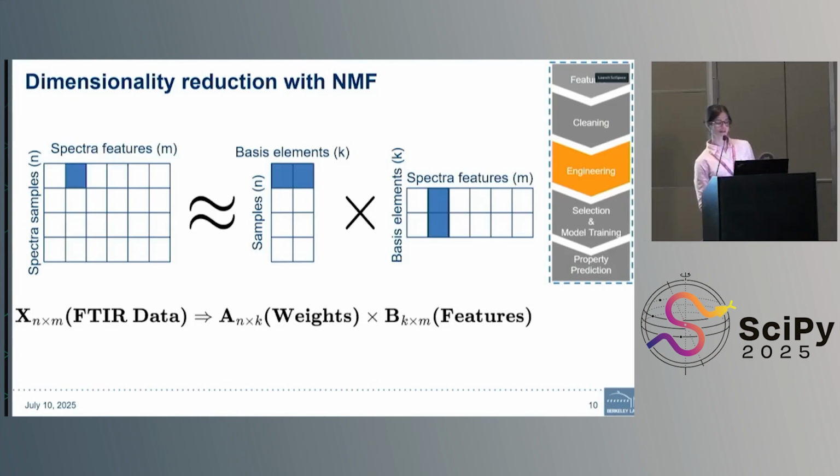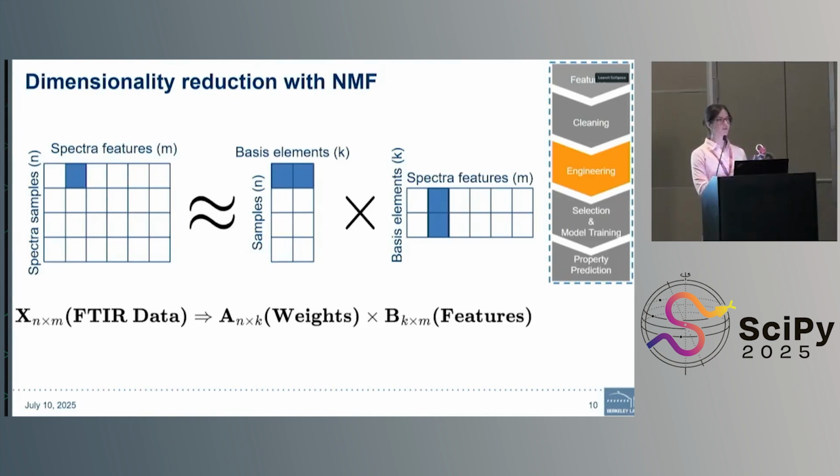Now, mathematically, NMF approximates a data matrix X, which is our FTIR spectra, as the product of two smaller non-negative matrices, A and B. The matrix B, on the right side there, contains what we call the basis components. So each row is a learned spectral pattern or building block that appears across the samples. And then the matrix A contains the coefficients, or the weights. So we have one row for each sample, and it shows how strongly the components of B appear in each sample. And the algorithm starts by randomizing.